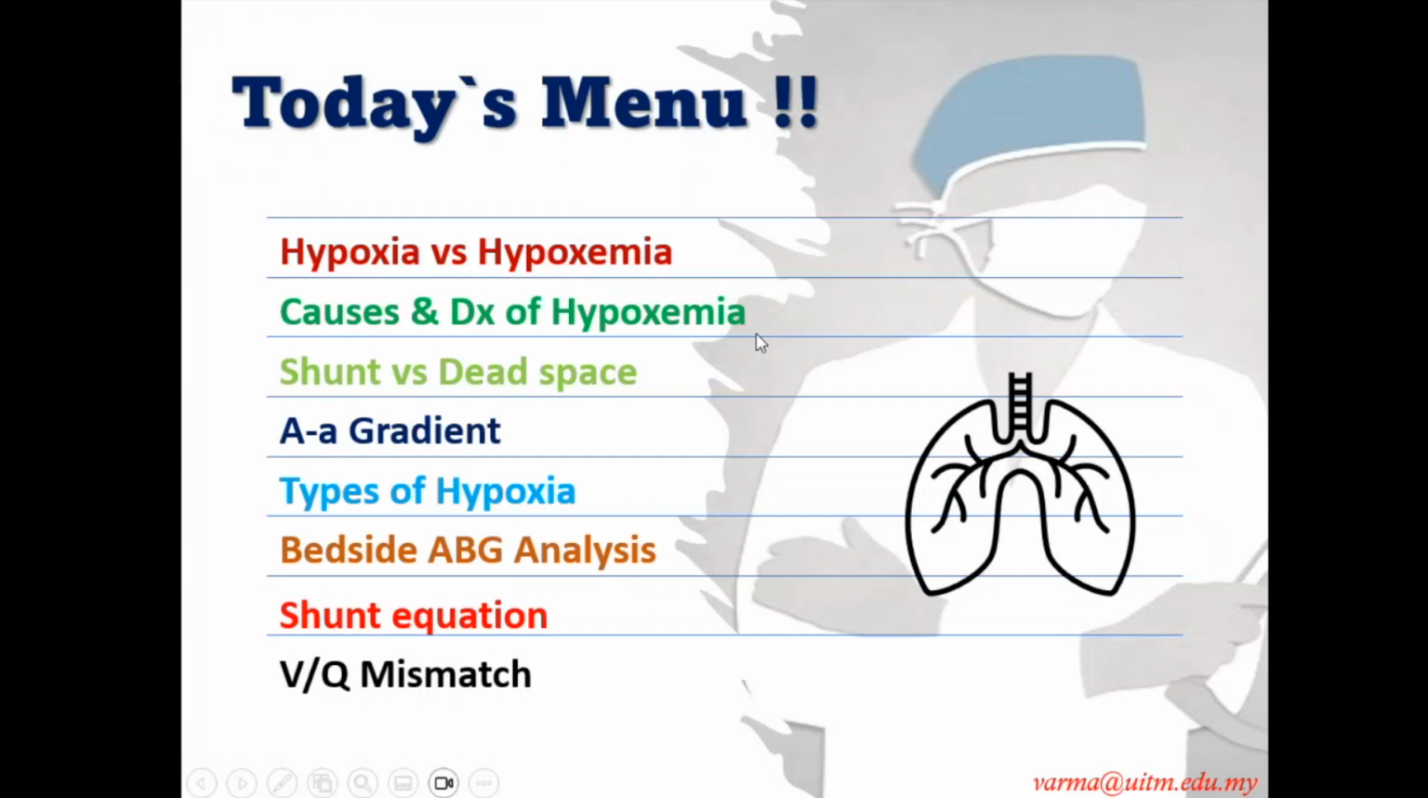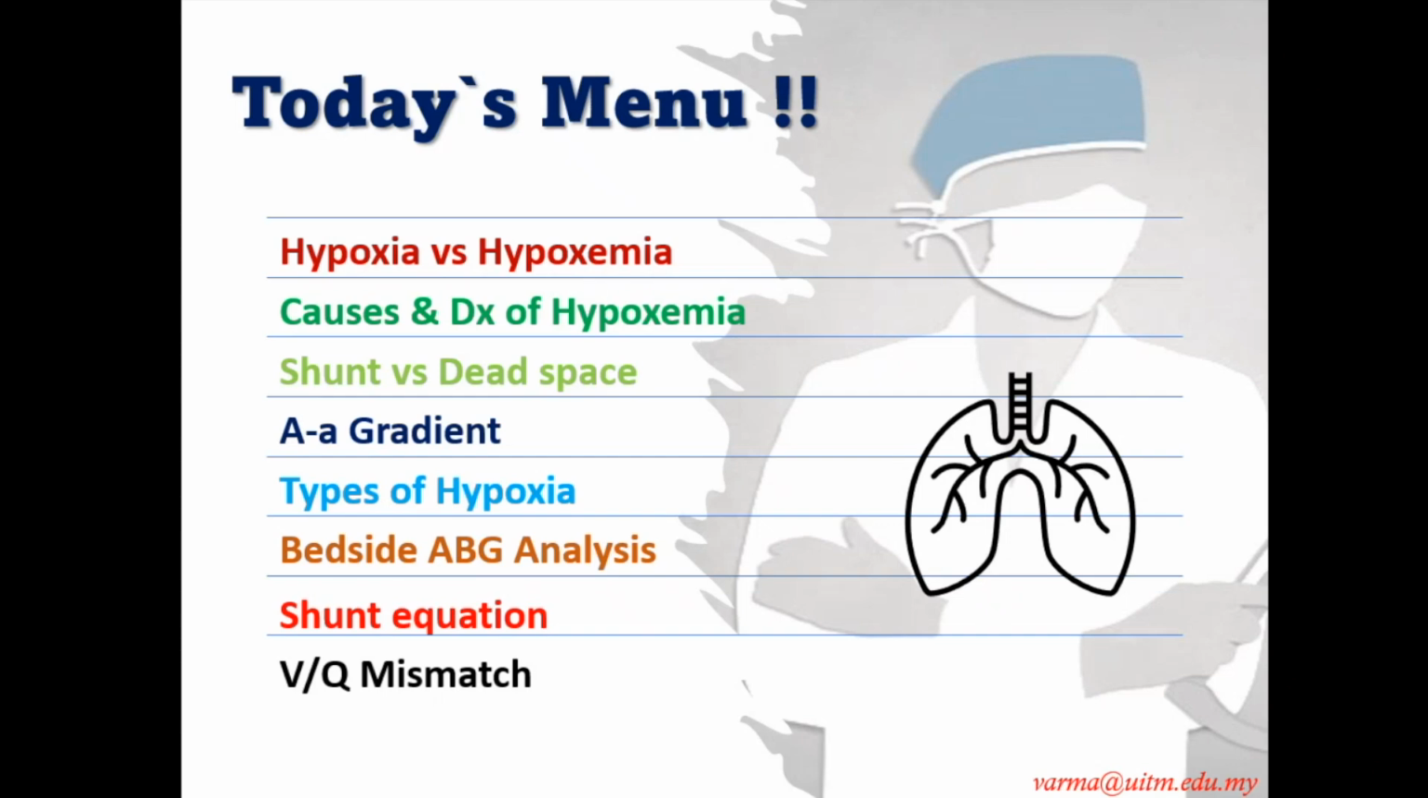So what we're gonna talk about today is the definition of hypoxia versus hypoxemia. What are the causes and how do we diagnose hypoxemia, different causes. And we will go into a little bit on shunt versus dead space. We have talked in detail about dead space, anatomical versus physiological, and physiological includes anatomical and alveolar.